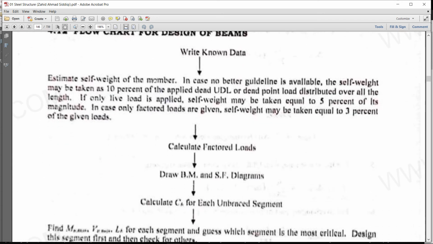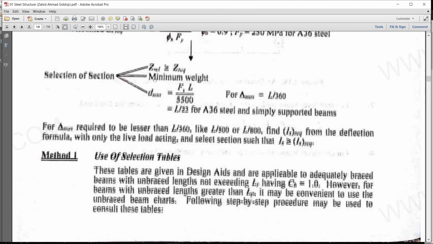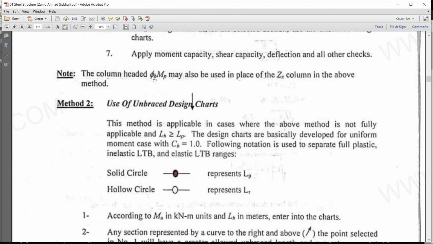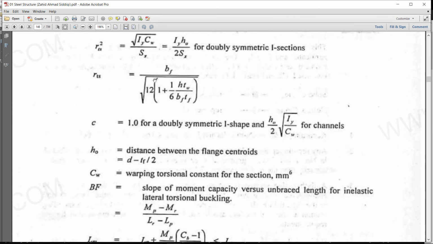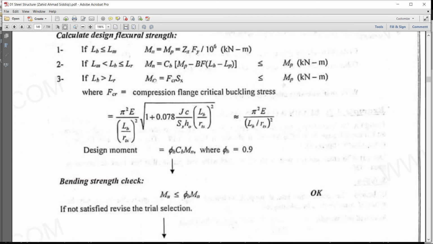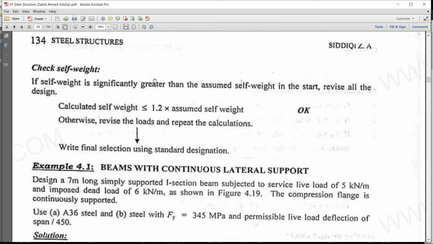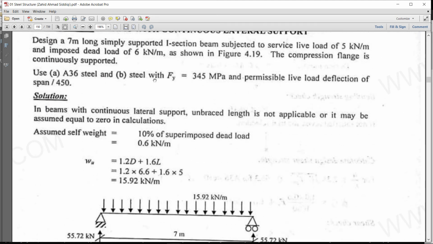You will calculate the factored loads and bending moments, calculate the Cb modification factor, and check the slenderness ratios for compact, non-compact and slender sections. Then you will check the limiting lengths: unbraced length Lb, Lp, Lr. After calculating all these, you will get the moment capacity. All these things are discussed in the design chart. So I will directly go into the design problem, and in the design problem I will discuss everything.